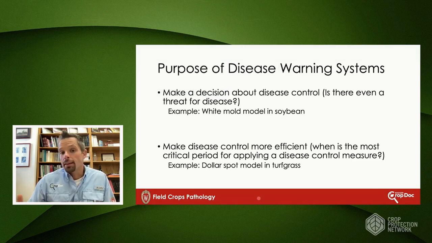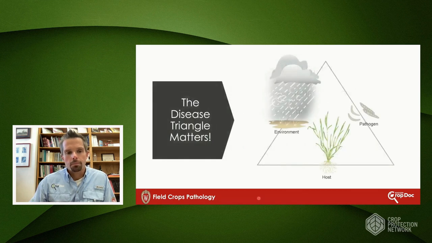So first, we can make that decision to spray or not spray, or we can improve the efficiency of our applications of fungicides. Now, what really underlies a lot of the science that goes into these models, advisories, and forecast systems is our simple disease triangle. The triangle matters. Sometimes we use the information in this simple triangle model to make some assumptions about how we actually apply our advisories.